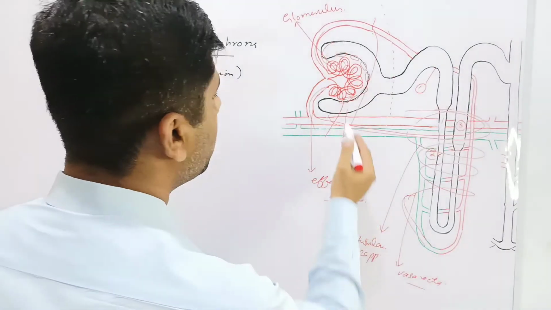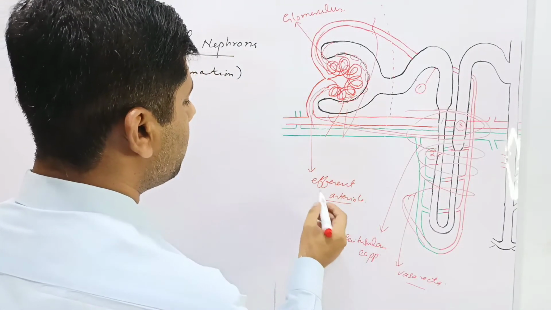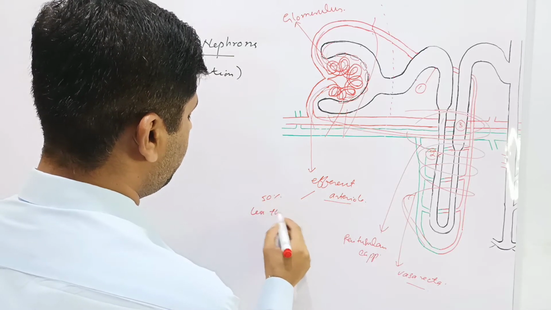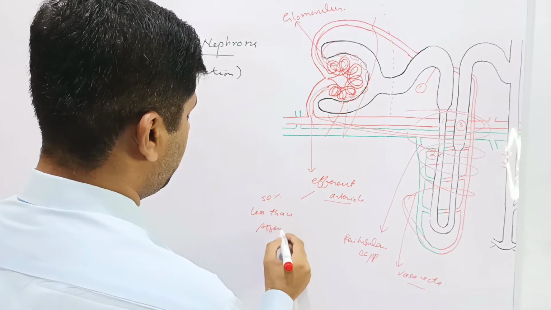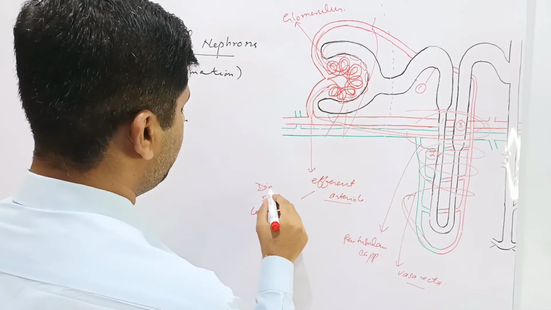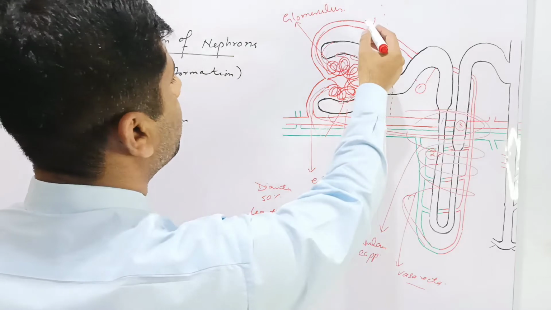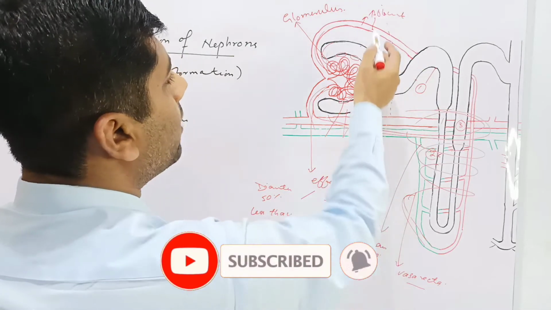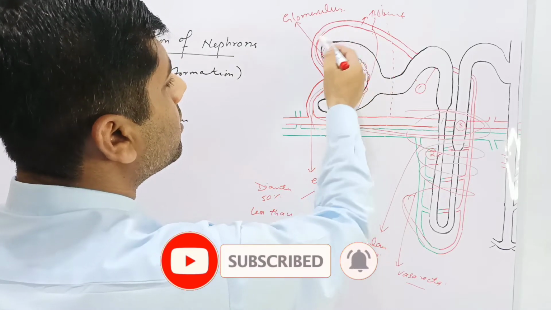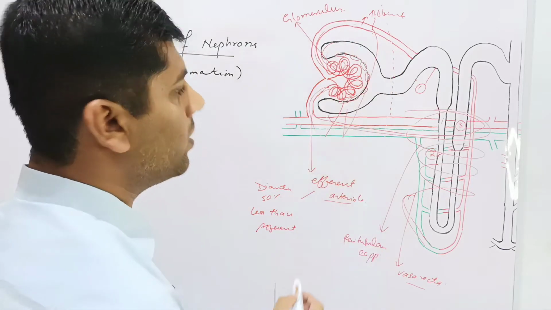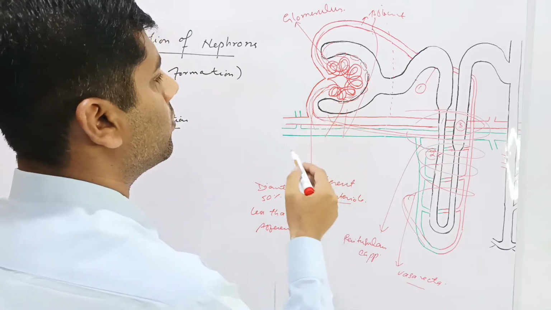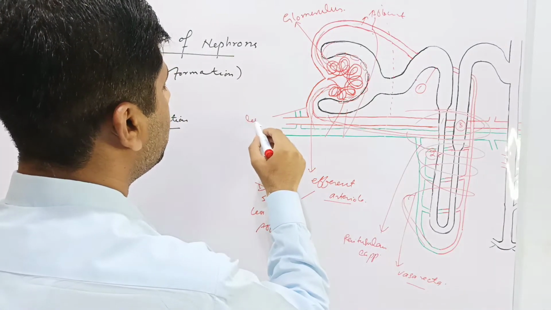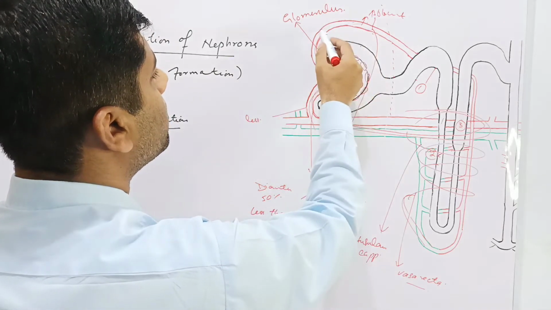The efferent arteriole, which emerges out of the glomerulus, has a diameter 50% less than the afferent arteriole. The afferent arteriole is the blood vessel which is entering the glomerulus, while the efferent arteriole is leaving the glomerulus. So the leaving blood vessel has a smaller diameter than the afferent arteriole which is coming in.